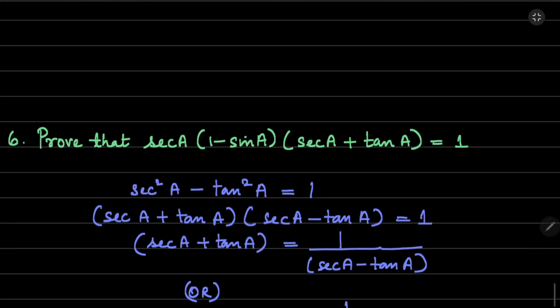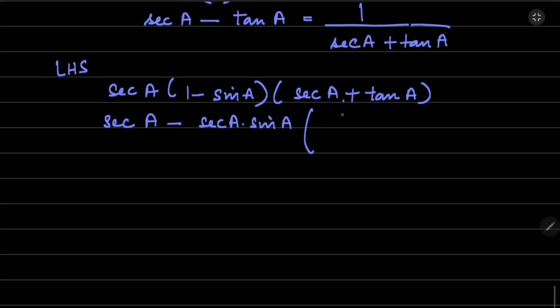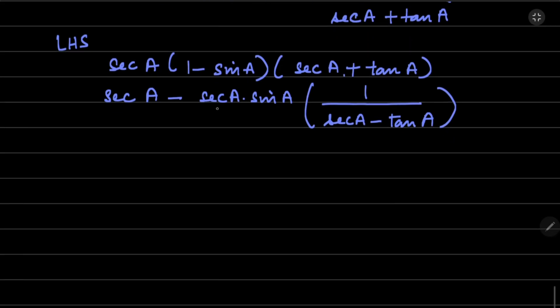Let's see what we have to prove. We have to prove it equal to 1. Multiplied by, what is secant A plus tan A? It's equal to 1 by secant A minus tan A. Right? Okay. Now, what is secant A? It's equal to 1 over cos. So, here you will have secant A minus sin A by cos A.